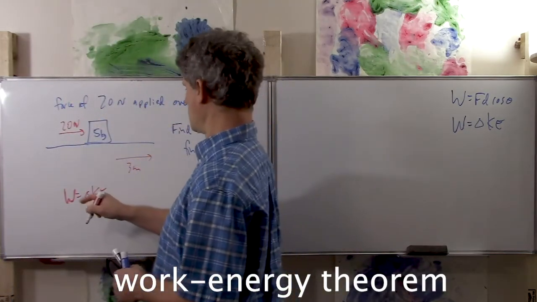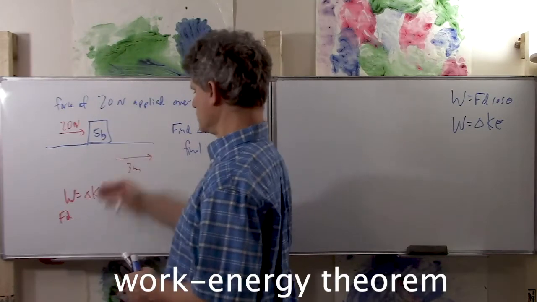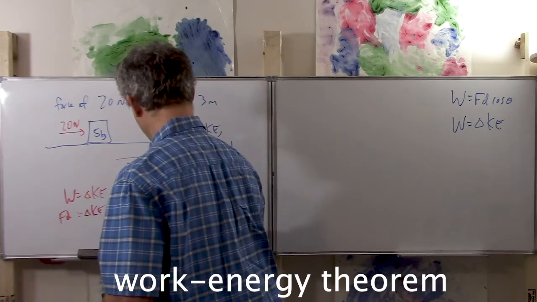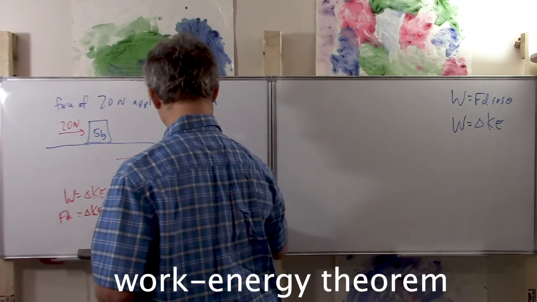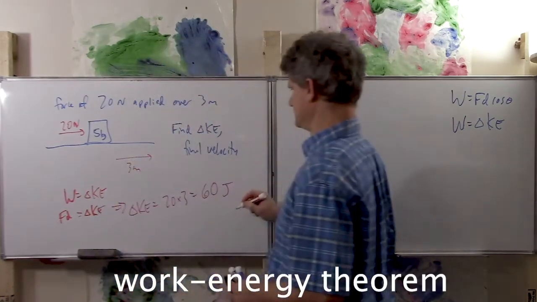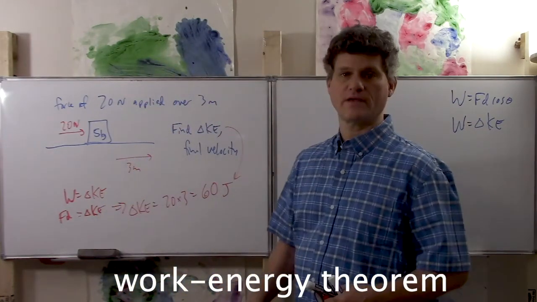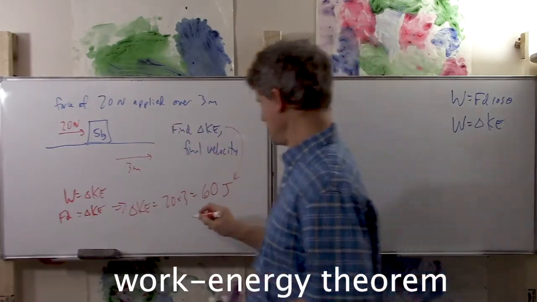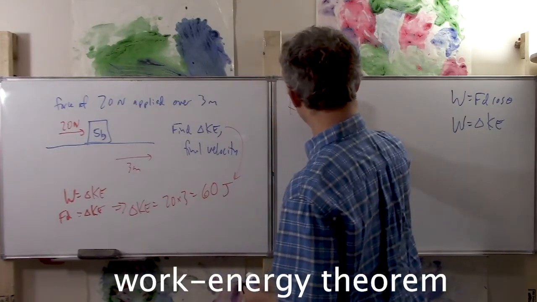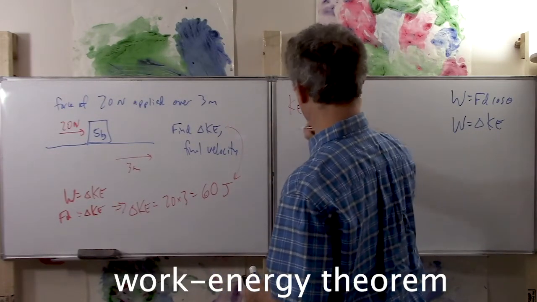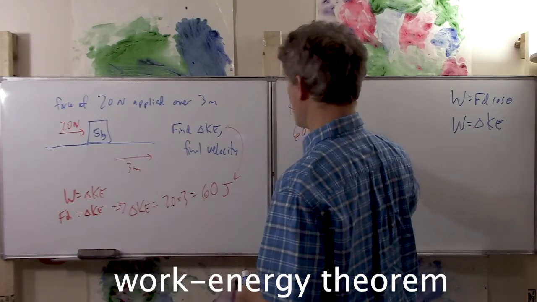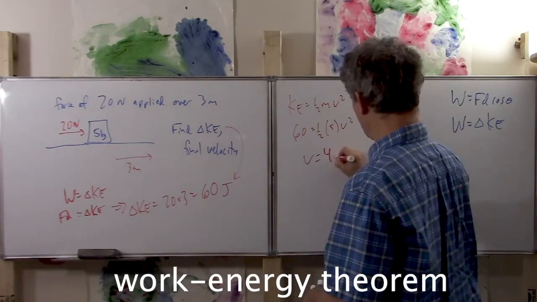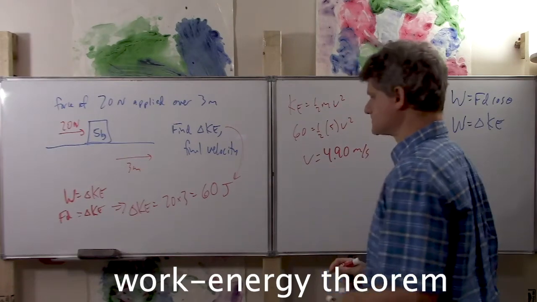All right, so what is work? Force times distance, in this case theta equals 0, so it's just Fd equals change in kinetic energy. So change in kinetic energy equals 20 times 3, which is 60 joules. Okay, so that's the answer to the first part. Then, assuming it starts from rest, I didn't say that, but if it starts from rest, we can find the final velocity. So from KE equals 1/2 mv squared, KE is 60, 1/2 m is 5, and you get v is 4.90 meters per second.